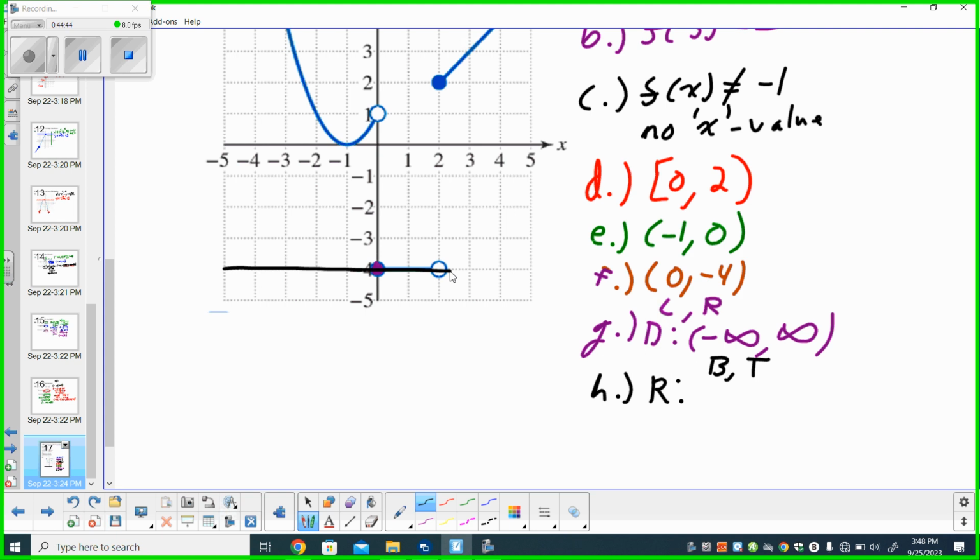All right, so my very bottom of this graph, I see it's right at -4. But then that's it. It doesn't go further than that. There's a break right there. There's no other y value there. So we're going to put it in a curly bracket because it's just one singular number.